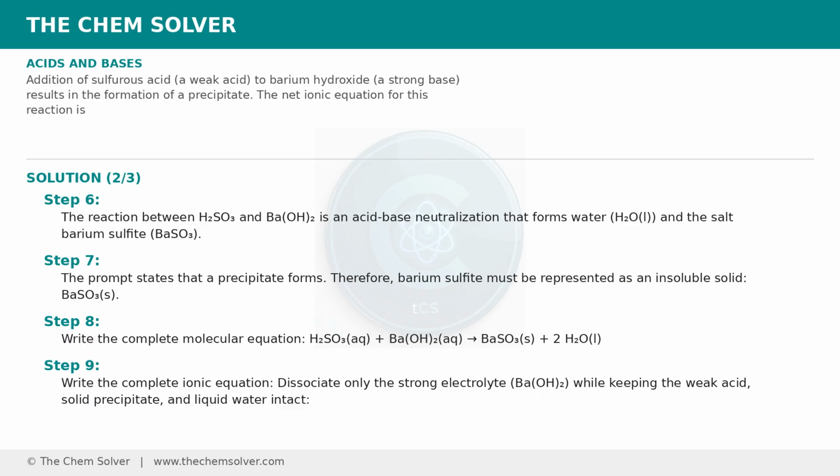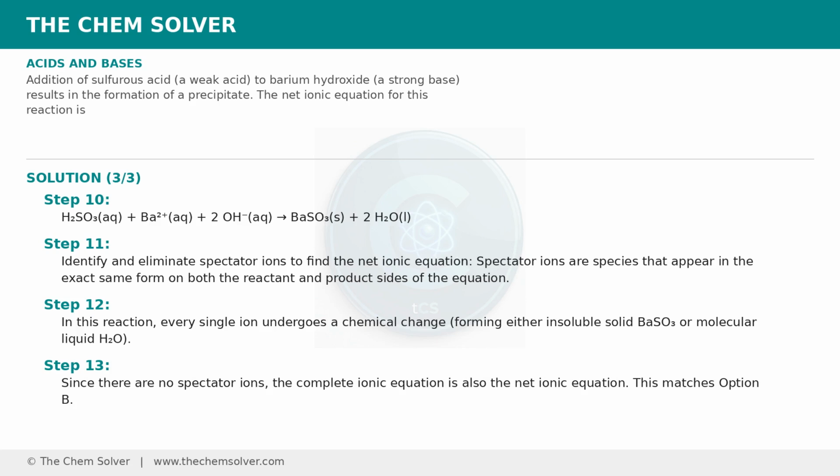Write the complete molecular equation. H2SO3 plus Ba(OH)2 gives BaSO3 plus 2H2O. Write the complete ionic equation. Dissociate only the strong electrolyte, Ba(OH)2, while keeping the weak acid, solid precipitate, and liquid water intact. H2SO3 plus Ba^2+ plus 2OH^- gives BaSO3 plus 2H2O.